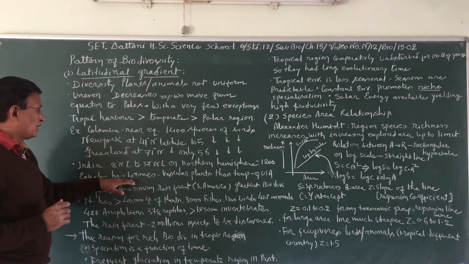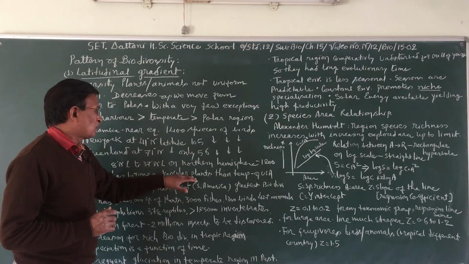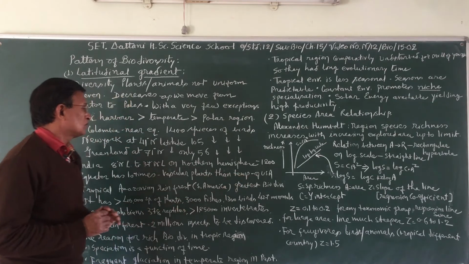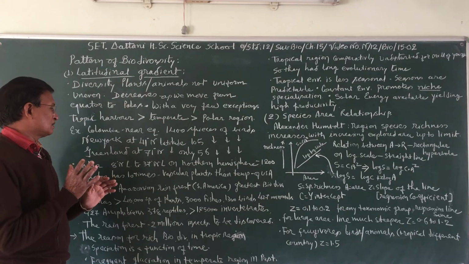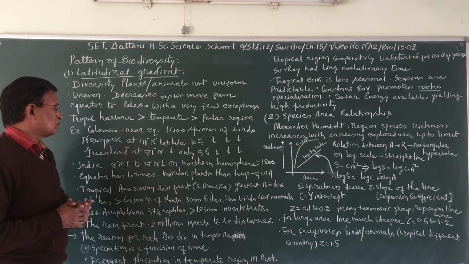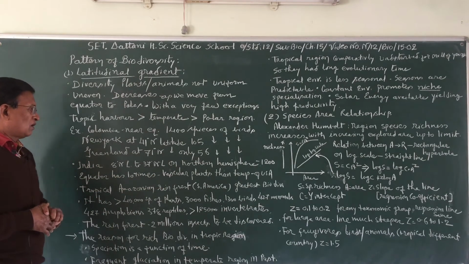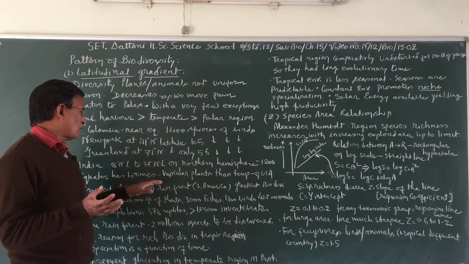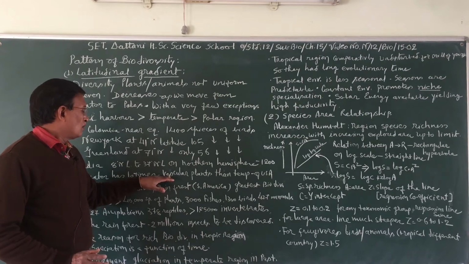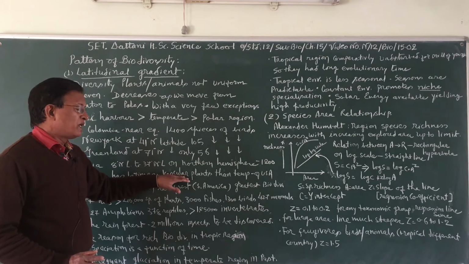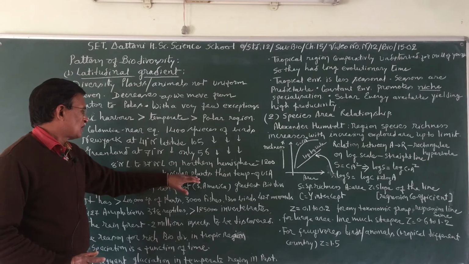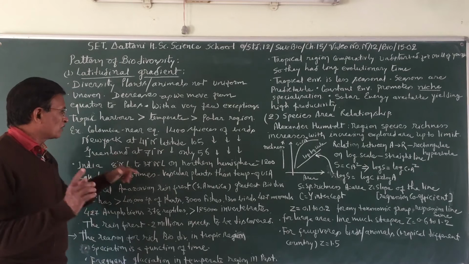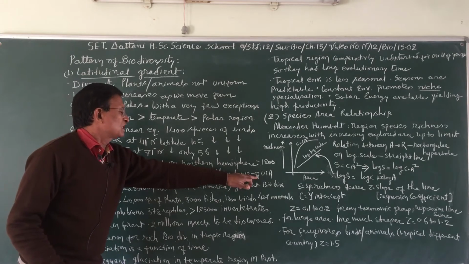The equator has 10 times more vascular plants than the temperate region of the USA. Vascular plants are those plants which have a well-developed body for the flow of water and minerals. So vascular plants are 10 times more on the equator than in the USA temperate region.